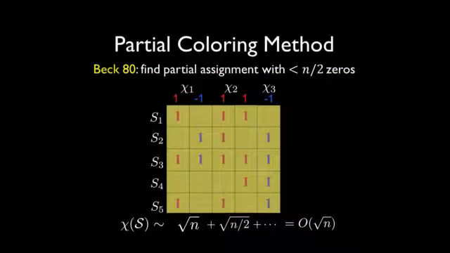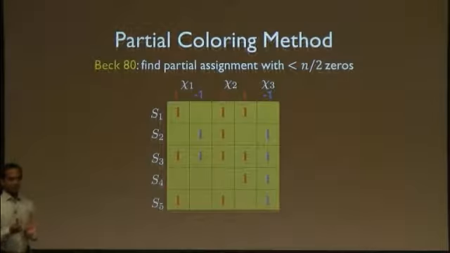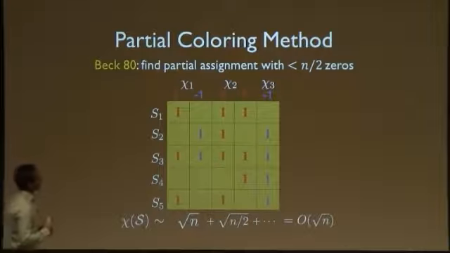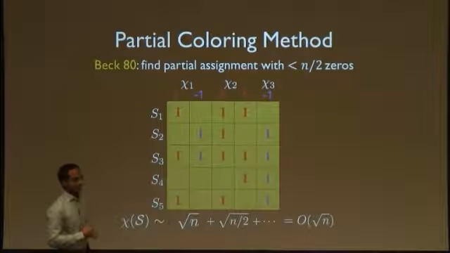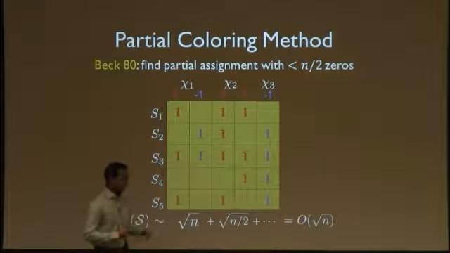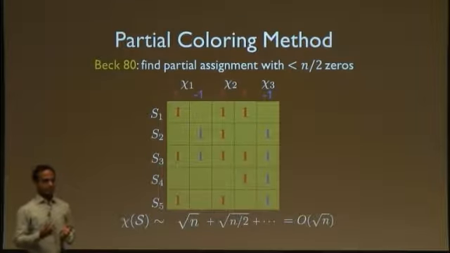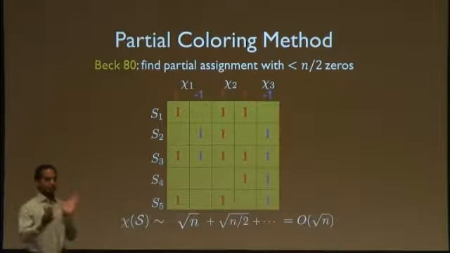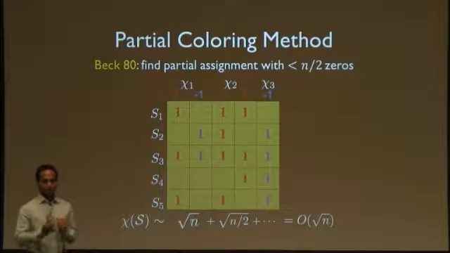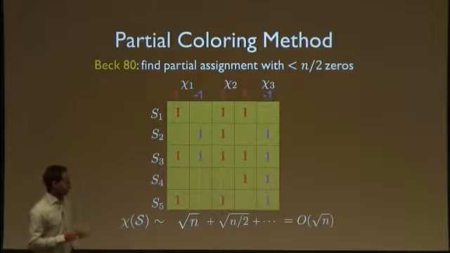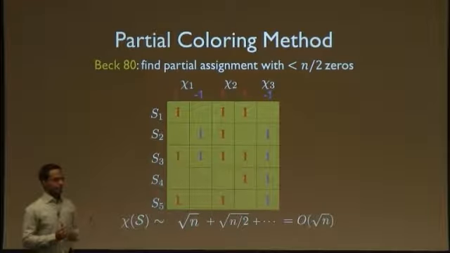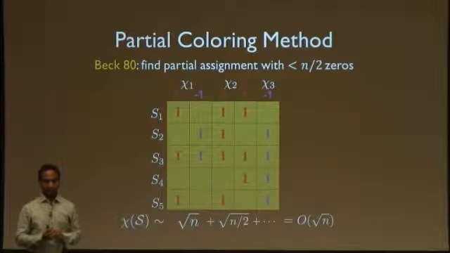Okay, and if everything works out according to plan, the hope is that the first partial coloring gives you a discrepancy of square root n, and the second partial coloring gives you a discrepancy of square root of n over 2, because now we are working over a universe of size n over 2, and then n over 4, and so on. So you get a geometrically decreasing series, and the total discrepancy is O of square root n, which is what we want.